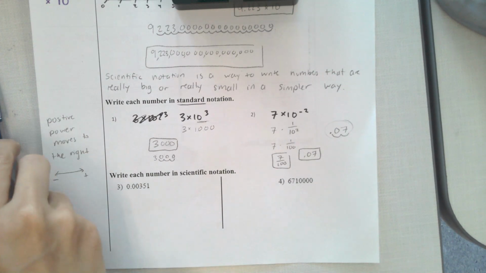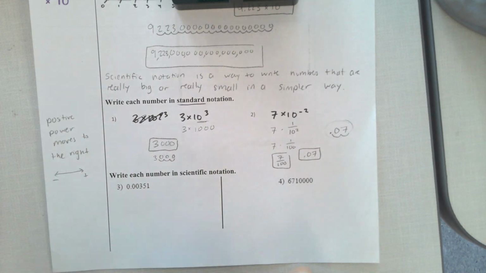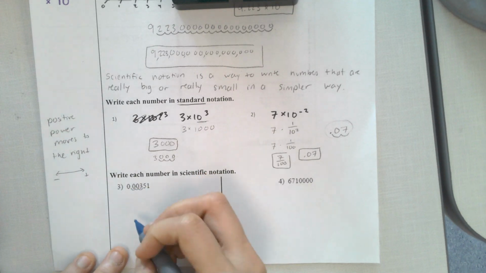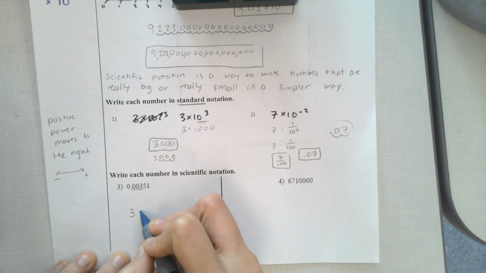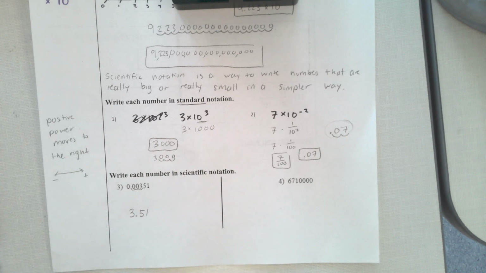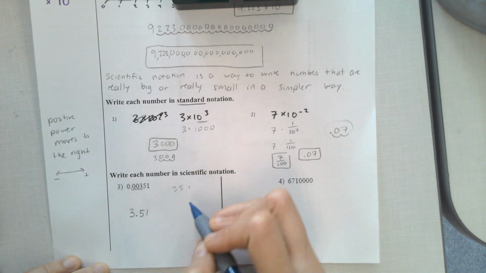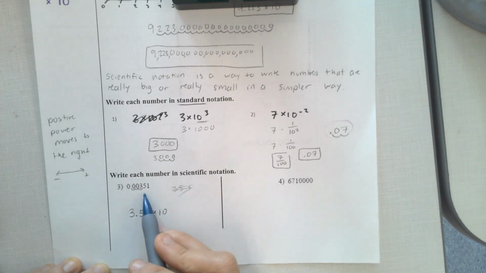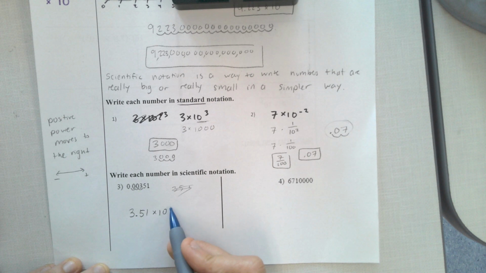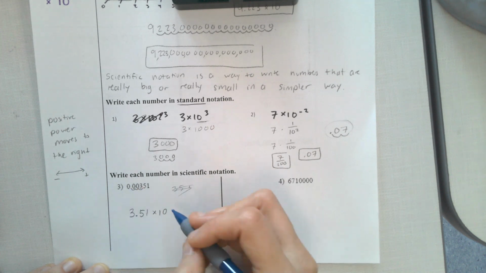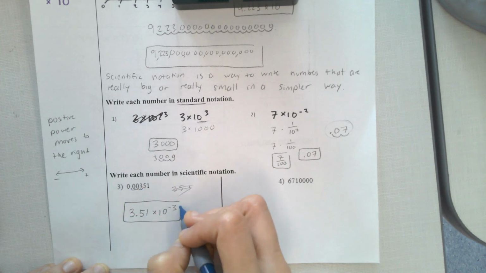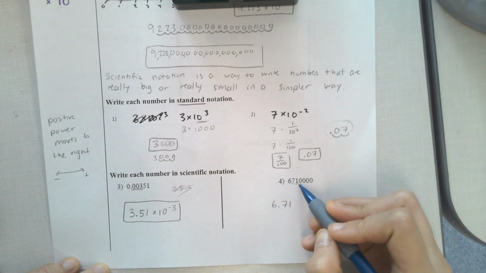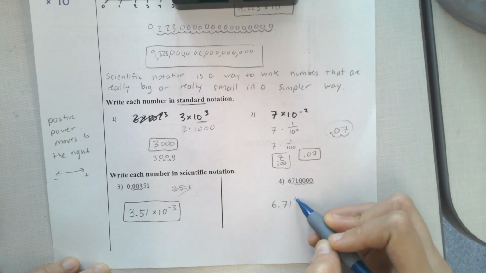Now we're going to write each number in scientific notation. So we take our decimal point, we're doing 1, 2, 3. So we have 3.51. Remember, our number always has to be less than 10, so we can't write 35.1. We want 3.51 times 10. We know that it's a small number, so this is going to be a negative. So 1, 2, 3, negative 3. And then here we have 6.71, 1, 2, 3, 4, 5, 6, times 10 to the 6.